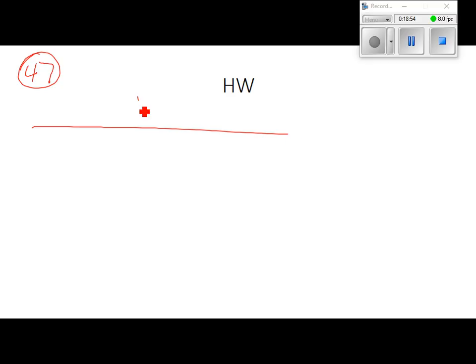Stuff from last time was algebra. Now we're dealing with geometry stuff.